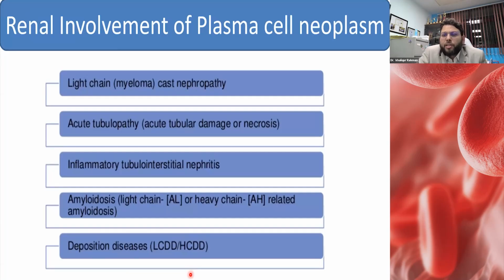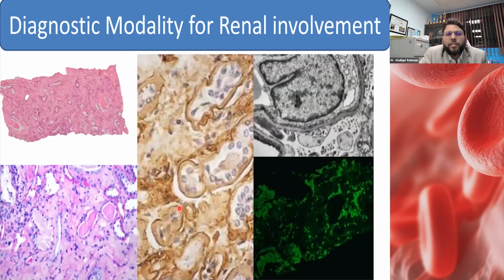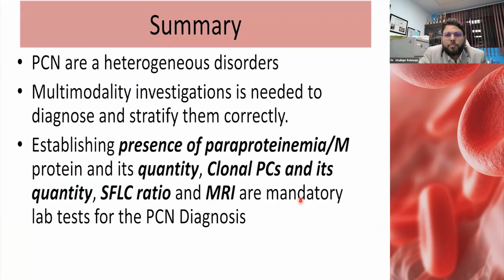Renal involvement in plasma cell neoplasm, one or two slides. So there can be a different spectrum of renal involvement. Cast nephropathy as a deposition of light chain is one of the common ones. And for detection of these, you need renal biopsy supported by electron microscopy and immunofluorescence. So these things are required to see the spectrum of renal involvement in plasma cell neoplasm.